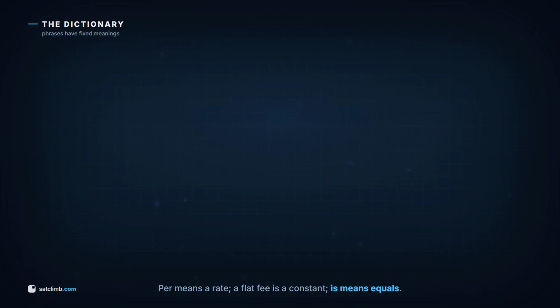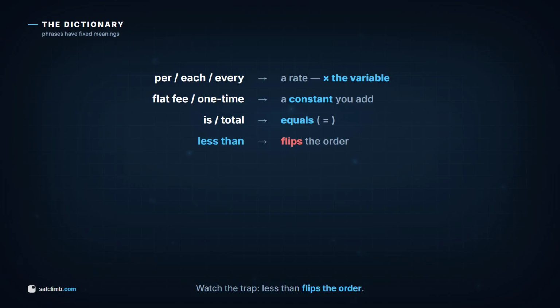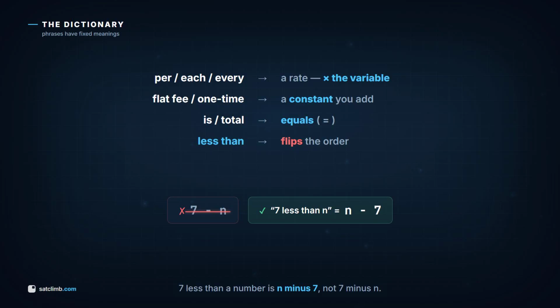Those phrases follow a fixed dictionary. Per, each, every, that's your rate, it multiplies the variable. A flat fee or one-time charge, that's the constant. The word is or total means equals. And watch this trap, less than flips the order. 7 less than a number is n minus 7, not 7 minus n. Learn the dictionary once, and the translation stops being guesswork.